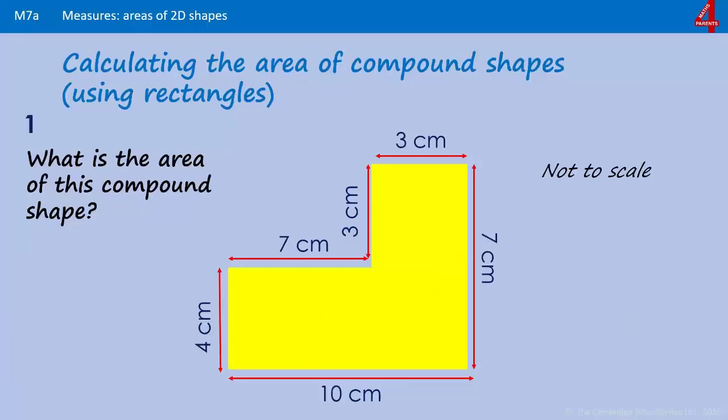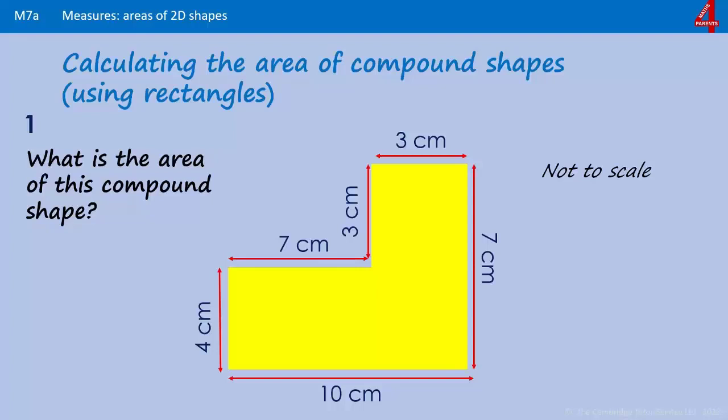Find the area of this compound shape. Pause the video, have a go. The base of the whole shape is 10 centimetres wide and 7 centimetres high. But remember, there's a bit missing there, so we're going to separate it into 2 rectangles.